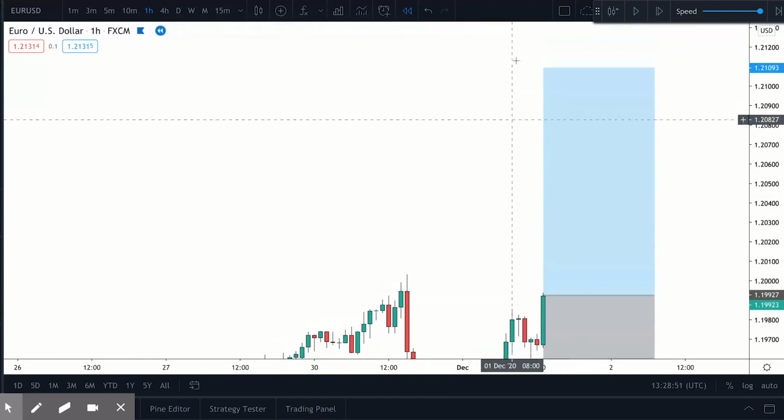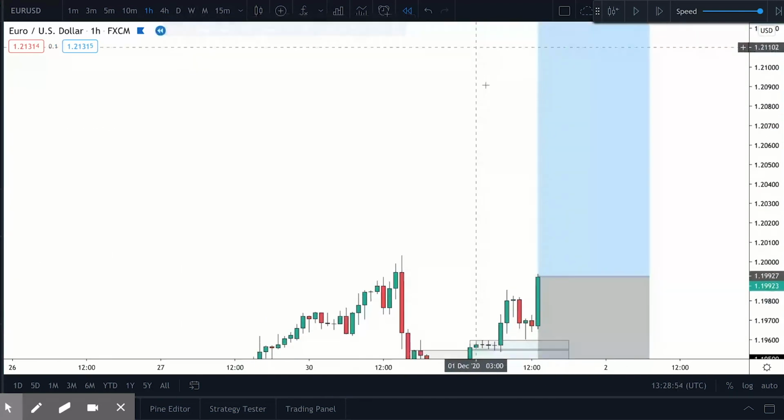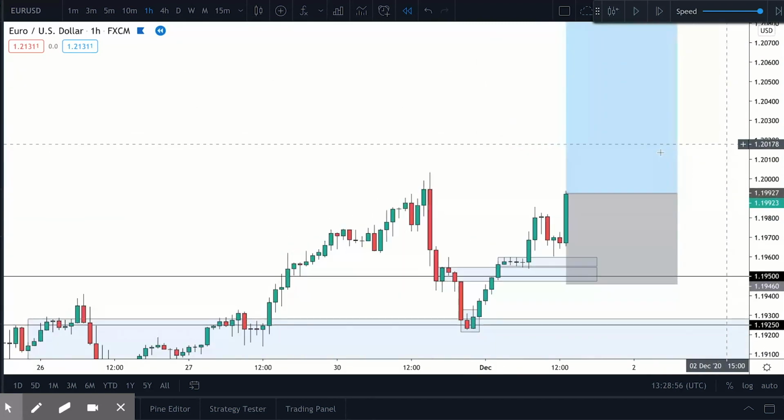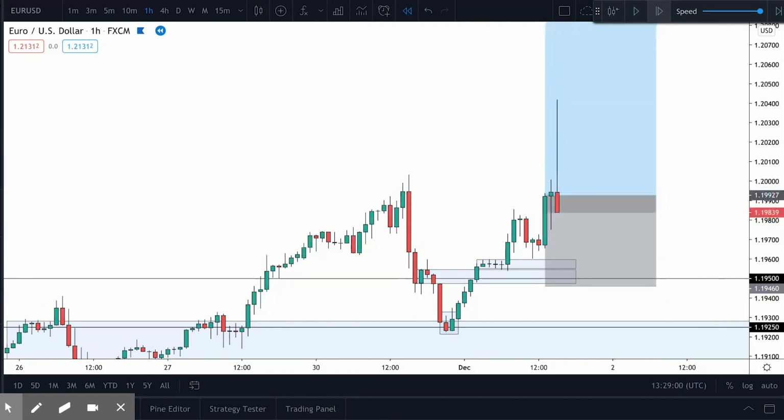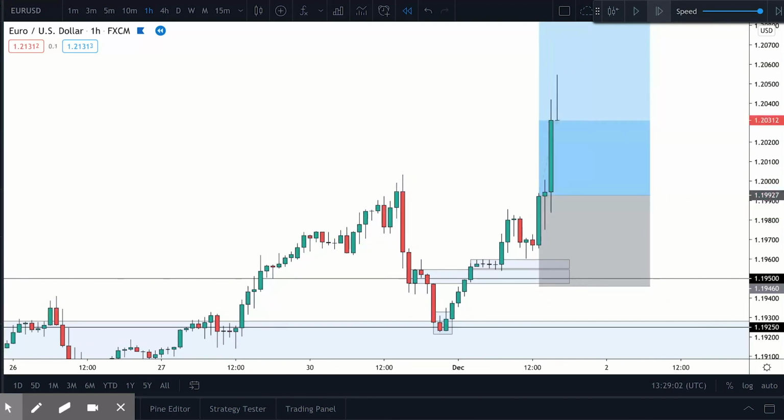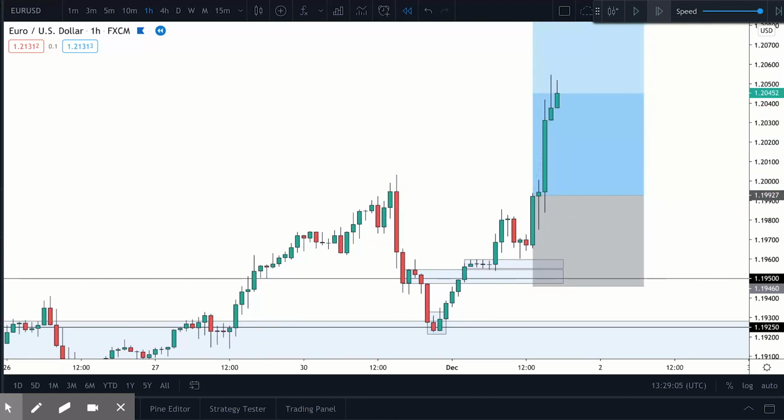So target-wise, I haven't completely identified a target for this one, but we are talking about confirmation, so I don't want to run off track too much. But let's see how this trade plays out, see if we get anything good out of it. Okay, so as you'll see, the trade begins to move.